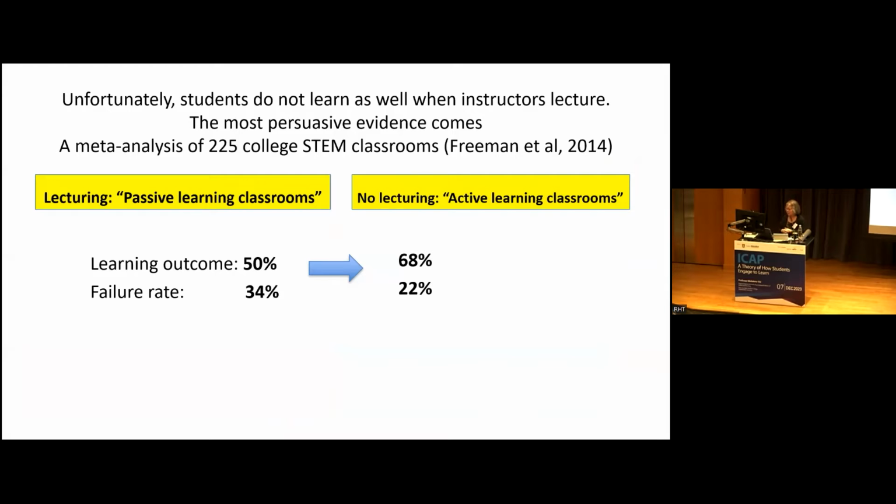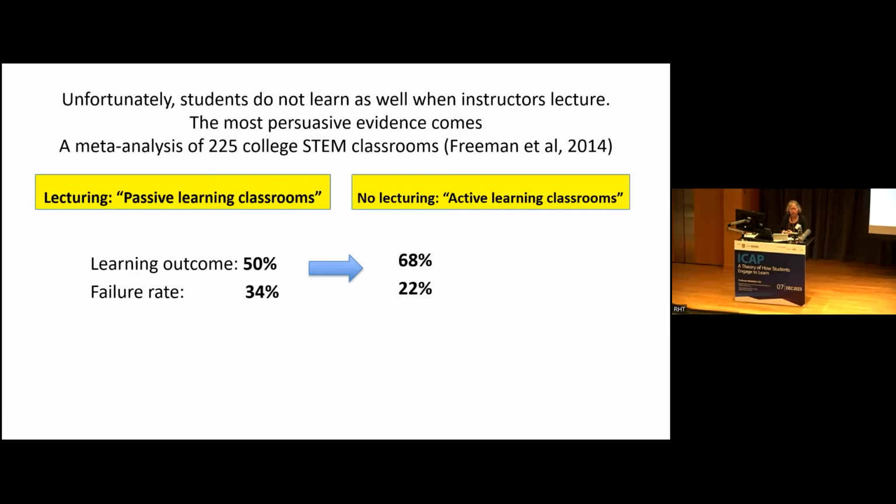It's really relevant. So what this meta-analysis shows is that if you were in a lecturing classroom, which is simply called a passive learning classroom, and we translate the effect size, which is 0.47, you could say the learning outcome is 50%. But if you're in a non-lecture classroom, which the field calls an active learning classroom, that goes up to 68%. And the failure rate shows the same finding: in the passive learning classroom, the failure rate is 34%, and that reduces to 22%.